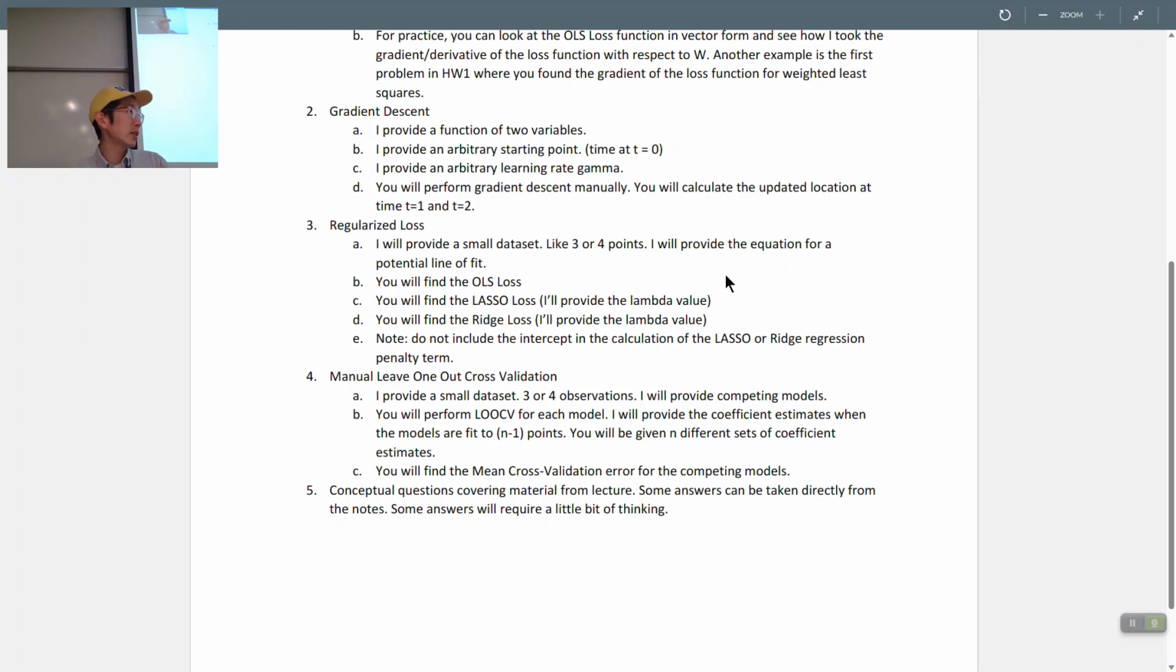The conceptual questions will cover up through, I guess, lecture 3-1. Because on Wednesday we started neural network stuff, so none of the neural network stuff.